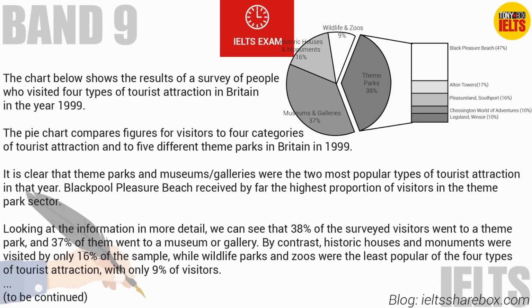Looking at the information in more detail, we can see that 38% of the surveyed visitors went to a theme park, and 37% of them went to a museum or gallery. By contrast, historic houses and monuments were visited by only 16% of the sample, while wildlife parks and zoos were the least popular of the 4 types of tourist attraction, with only 9% of visitors.